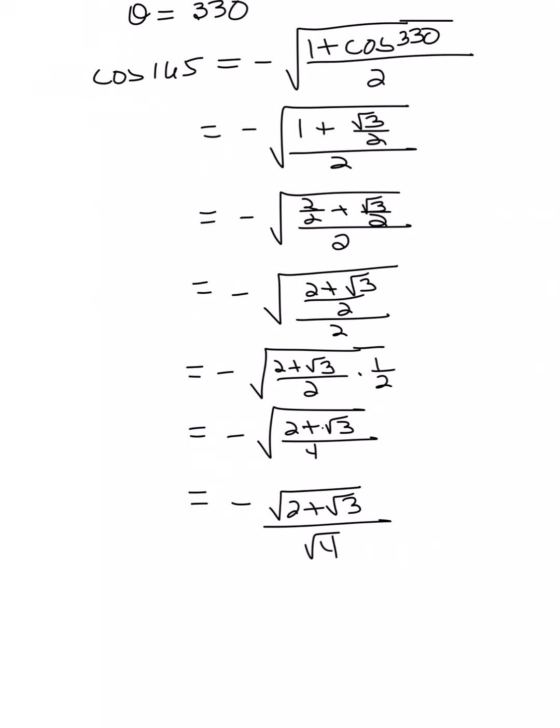Well, that numerator is a mess, and we can't do anything to make that any easier. When you have a square root inside a square root, you don't want to mess with that. So that numerator is going to stay 2 plus the square root of 3 inside a square root. But we know that the square root of 4 equals 2. This is your simplified answer, and this is the way that you would leave it.